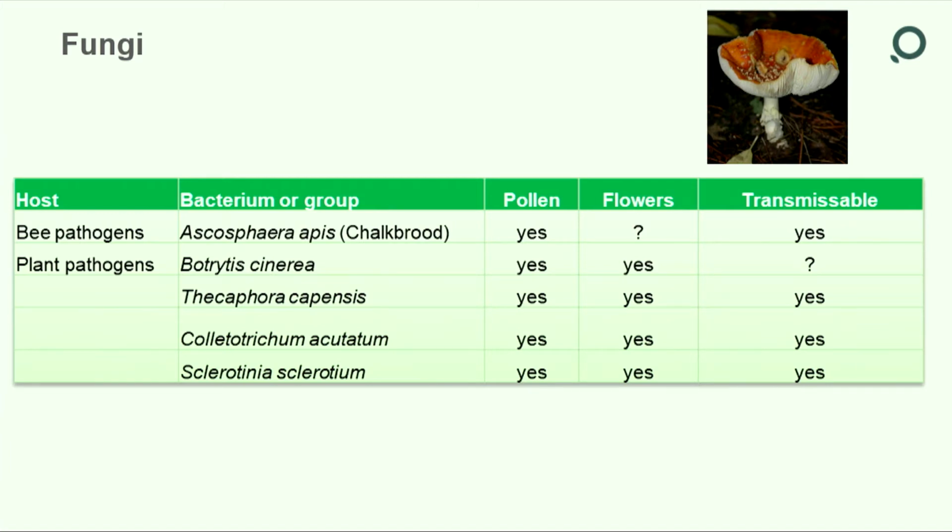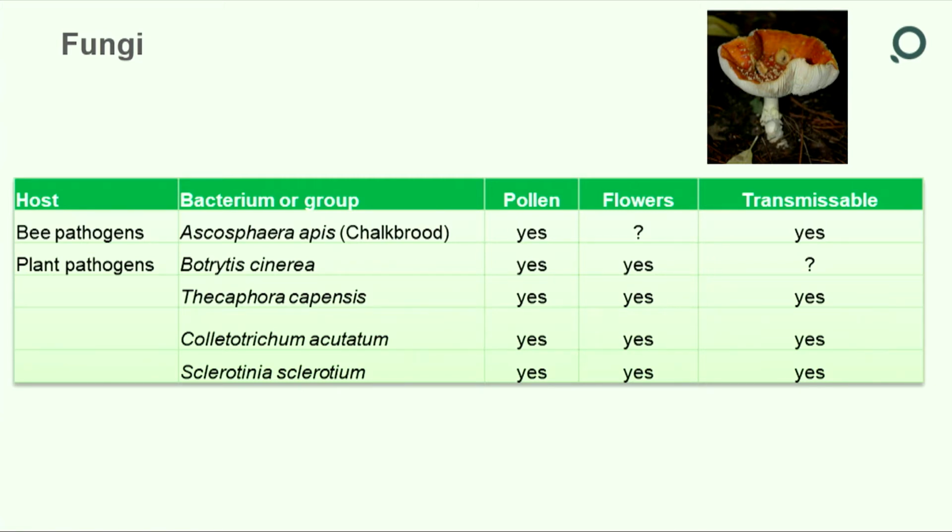So the bee pathogens: there's a disease called chalk brood, which is caused by a fungus, and it is well known and proven that this is transmissible on pollen. When they feed bees with pollen, they always irradiate the pollen to remove all the pathogens on the pollen. This chalk brood can infect hives if you introduce contaminated pollen.